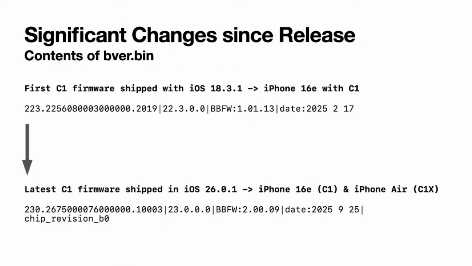point. And yes, since the first release of the C1 baseband firmware in February, its code base has changed a lot. And if we now compare it to the baseband firmware in iOS 26.0.1, it's now in version 2 and also supports the chip revision B0. We assume there are different chip revisions with different hardware in all iPhones, but there's only one firmware which basically supports them all, and the version B0 could refer to the new C1X baseband.